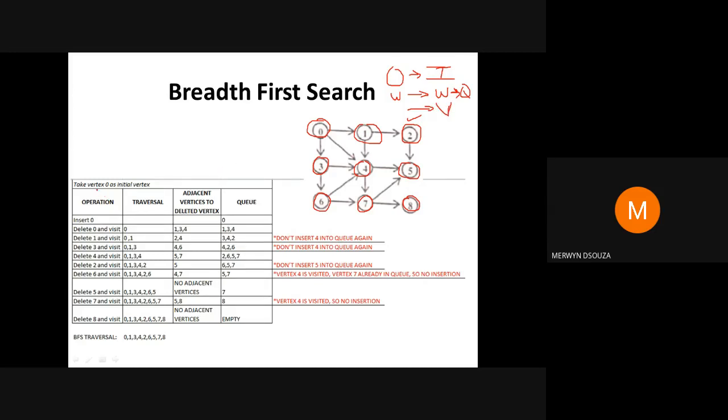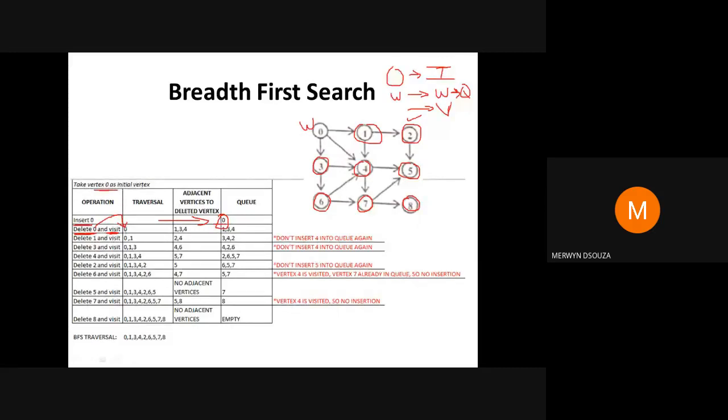So first we start with vertex 0. I take vertex 0 and I insert it into the queue. Since it is already in the queue, I change the state to waiting. It's in the queue. Next step, I delete 0 and visit. So when I visit, this means I put it in the answer.